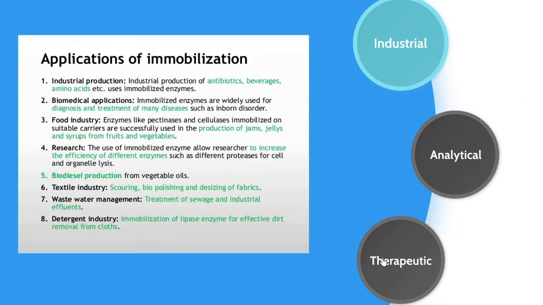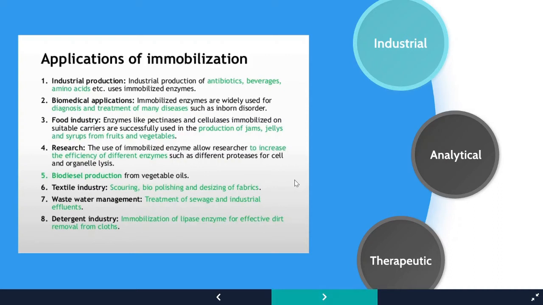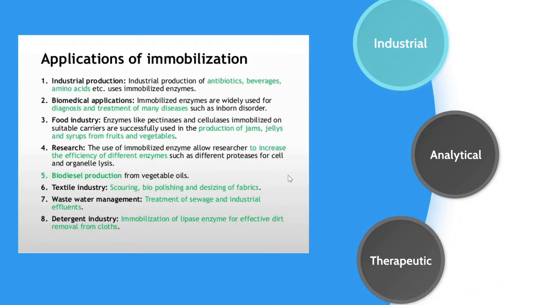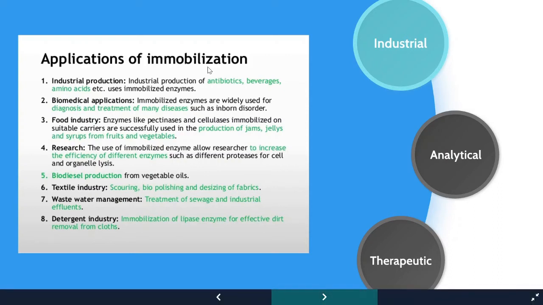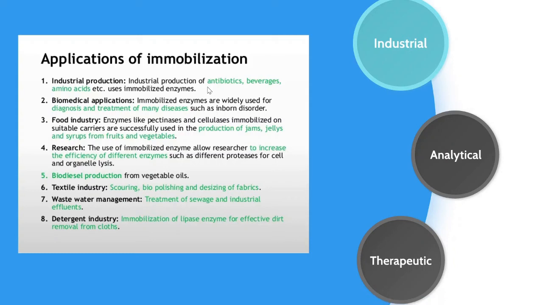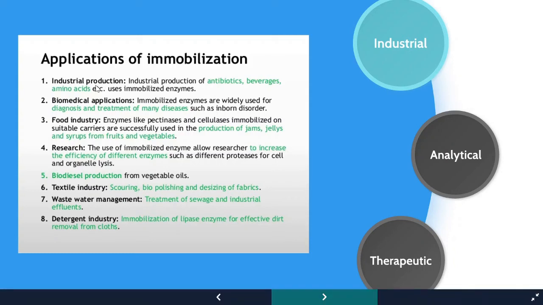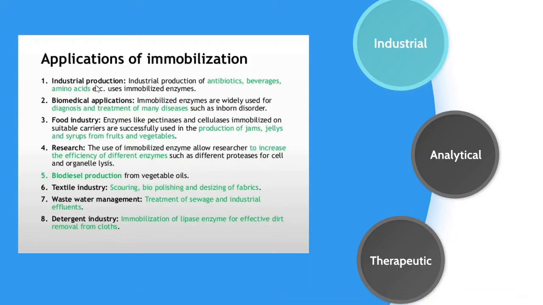From an exam point of view, if a question is asked for a very short answer about the applications of immobilization, it is enough if you write about all these applications by just keeping a side heading and the ways in which immobilization of enzymes is useful. If you write that, it is more than enough for 2 marks. However, if it is asked as a short answer or a long answer, then you have to go into detail about each one of the applications.